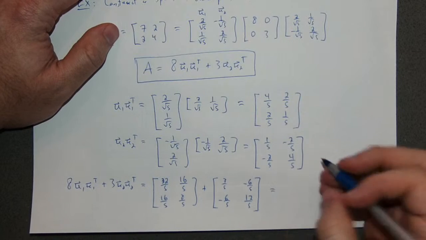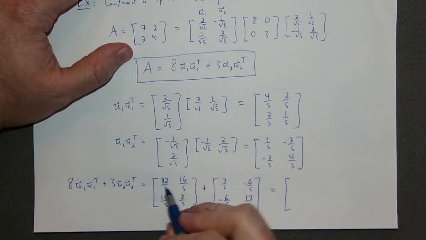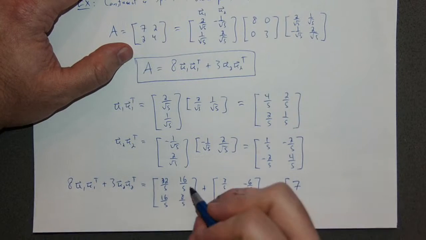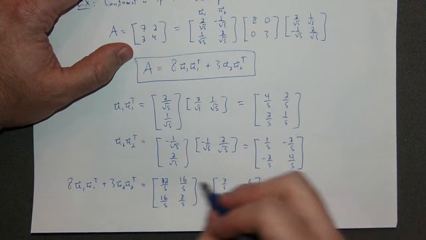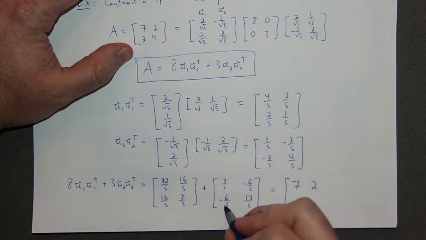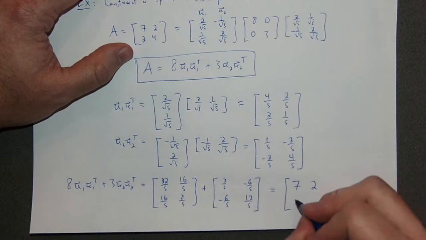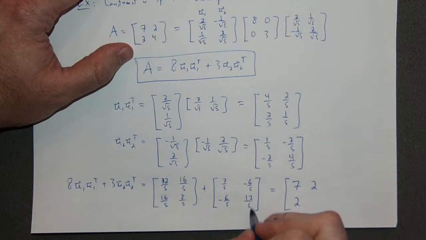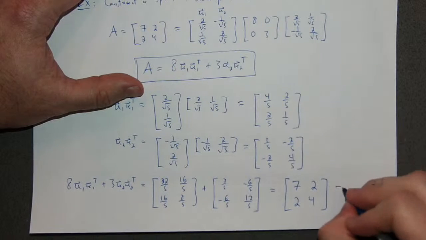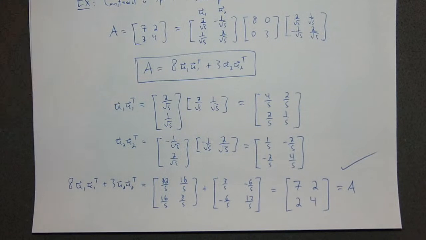If we add each entry, what do I get? 32/5 plus 3/5, that's 35/5, that's 7. 16 fifths plus minus 6 fifths, that's 10 fifths, that's 2. 16 fifths plus minus 6 fifths, that's 10 fifths, that's also 2. And 8 fifths plus 12 fifths is 20 fifths, which is 4. Right? This is A. So you can, in fact, write A in this really weird way.